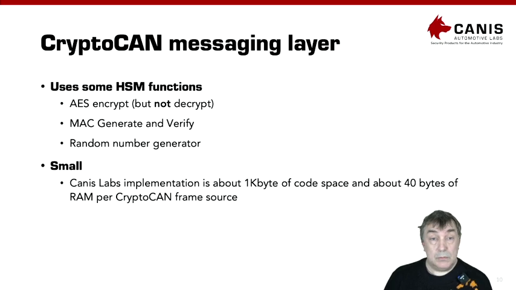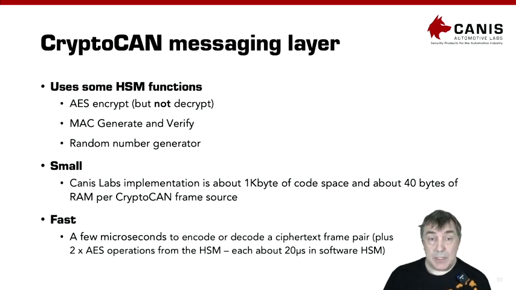It's very small, so the Canis Labs implementation of the messaging layer is about a kilobyte of code space, and it takes about 40 bytes of RAM for each CryptoCAN frame source. So that's called a context. So any given repetitive sending of a CAN frame, that's a single context required to decode each sending of that CAN frame.